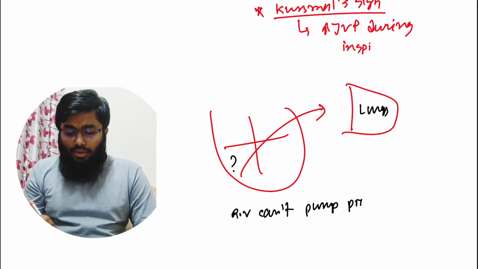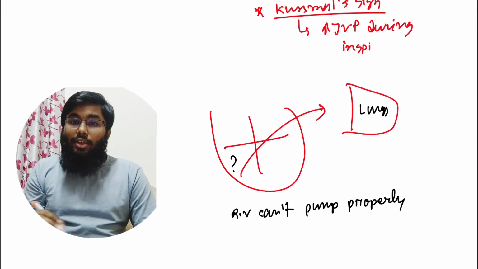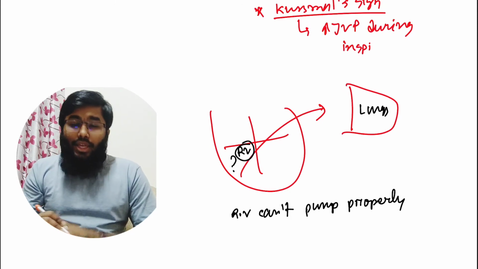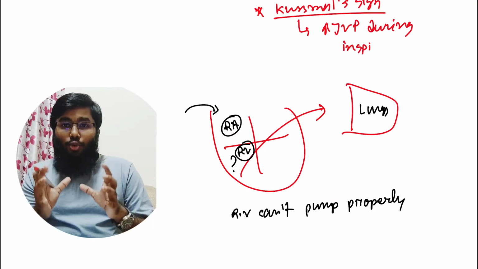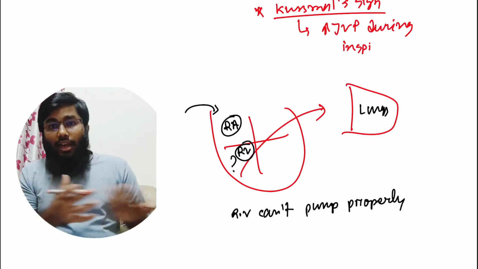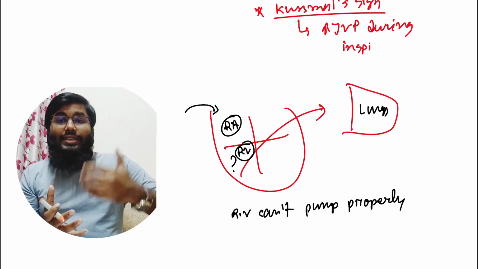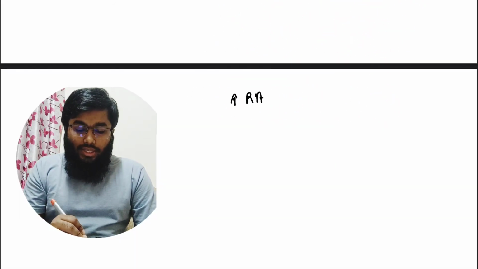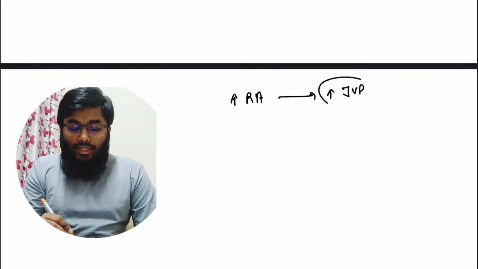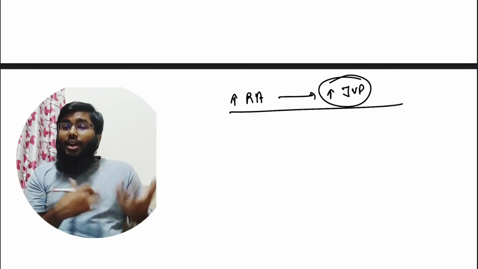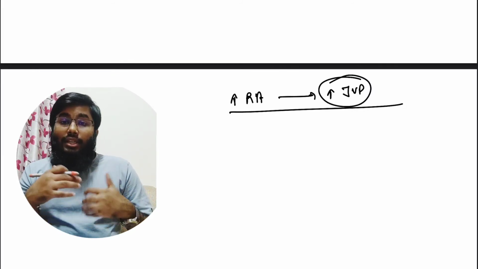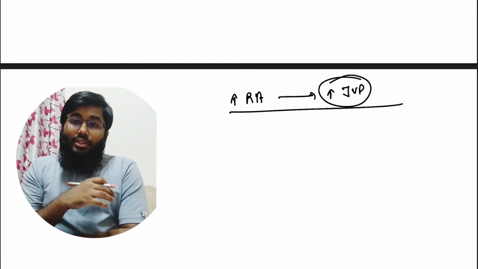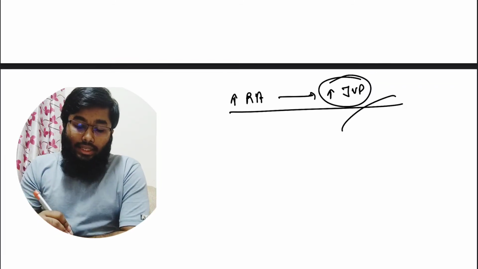So when your right ventricle cannot pump properly, the blood will accumulate in the right ventricle, and from there the blood will accumulate in the right atrium. So the right atrial blood is more and there is less space for more blood coming, and as a result there is increased pressure in the right atrium. And we know that increased pressure in the right atrium causes increased jugular venous pressure. So paradoxically, in inspiration, though there is a chance of decreased JVP, increased JVP will be found, and this is known as the Kussmaul sign.